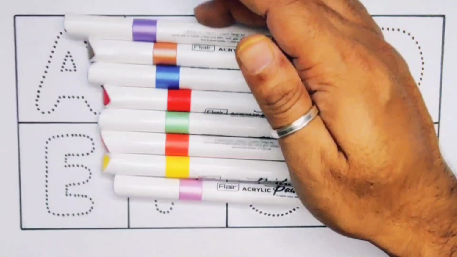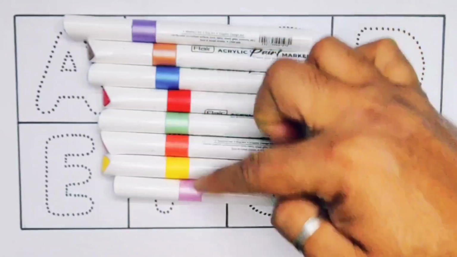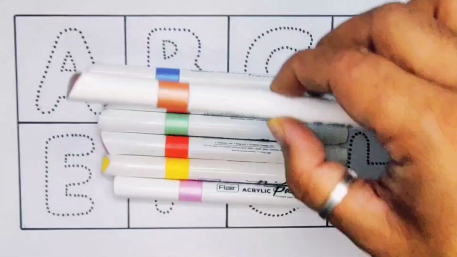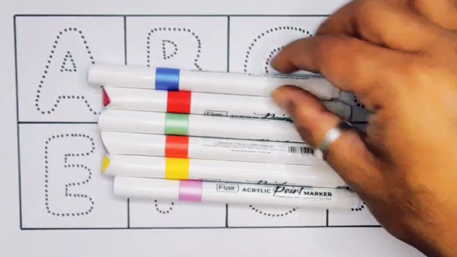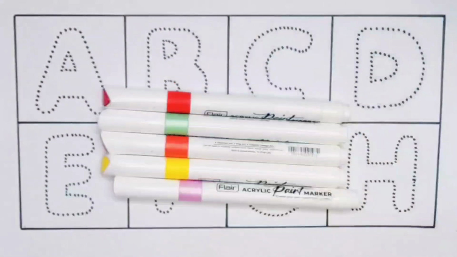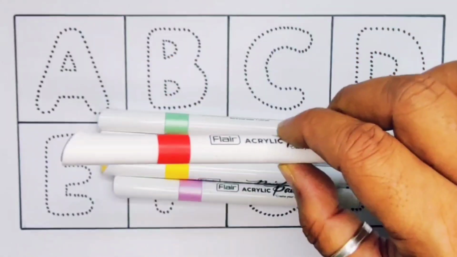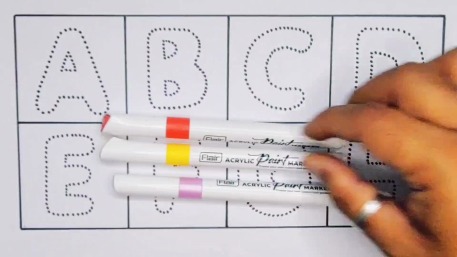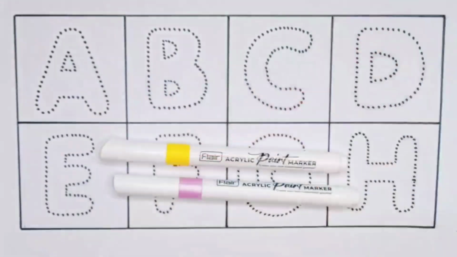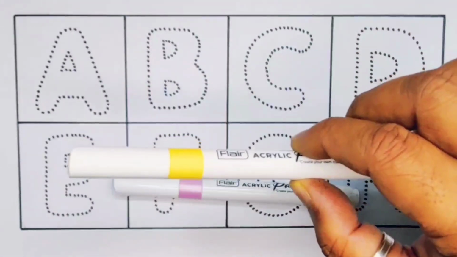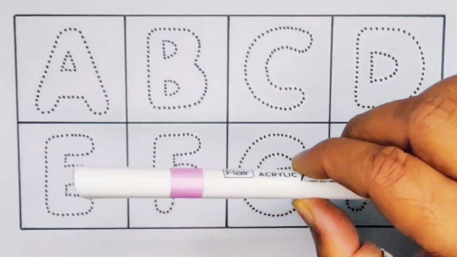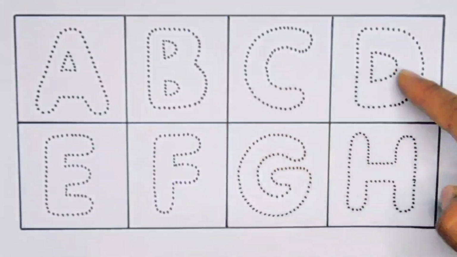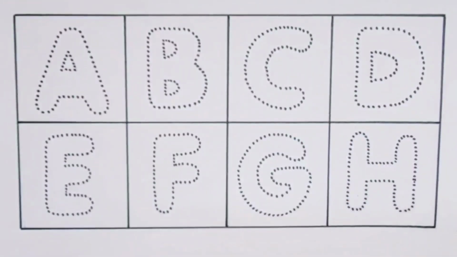First we're going to know the colors name. Purple color, brown color, blue color, red color, light green color, orange color, yellow color and pink color. Now let's learn the alphabet. A, B, C, D, E, F, G, H.